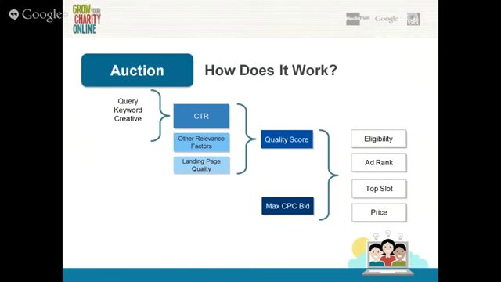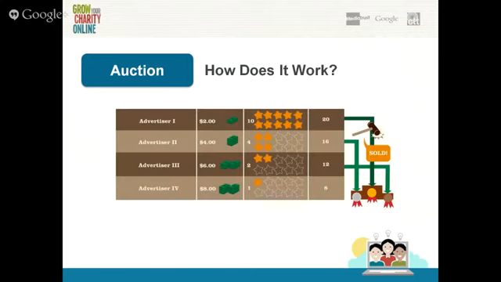So let's look at an example of this. If we look at this example here, this shows us advertiser 1 is bidding $2, but it has a very high quality score of 10. Advertiser 2 is bidding $4, but only a quality score of 4. And if we look on through, each advertiser is bidding more than the last, but the quality score diminishes.